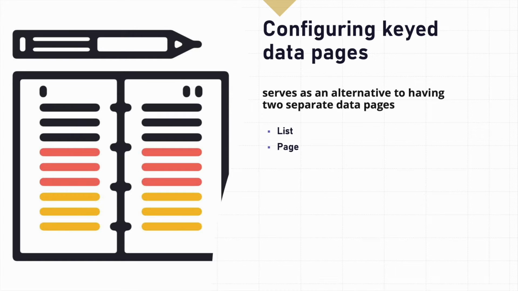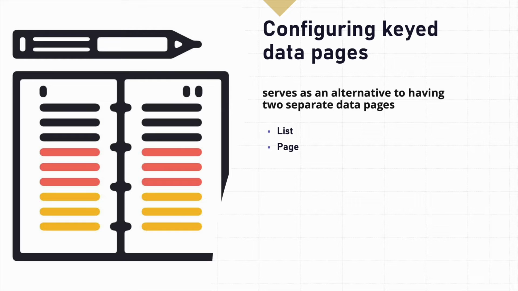The use case is that you have to display a list of countries in a drop down. When you select a particular country, you want to display the details of that country. So basically here you need two data pages: one to display the list of countries and the second to display the details of a particular country. If you are not configuring a key data page, how can you do it?